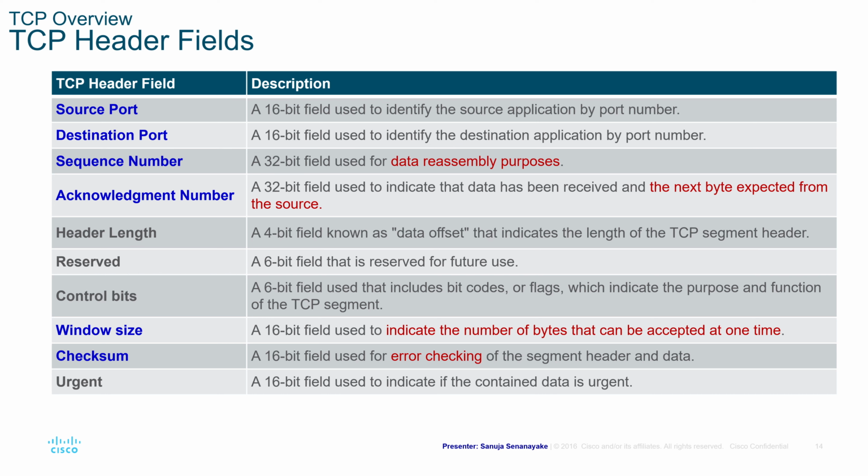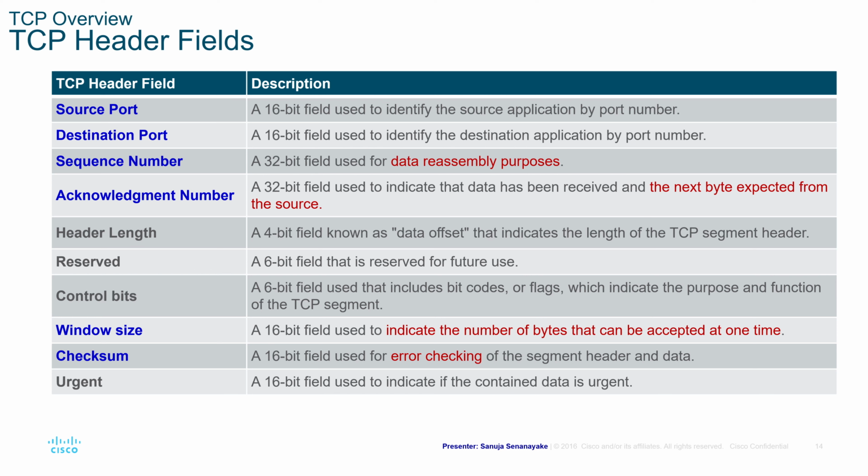So on the TCP header fields, one of the important ones is the source port, which is a 16-bit field used to identify the source application by port number. The next one is the destination port, which is a 16-bit field used to identify the destination application by port number. The sequence number is a 32-bit field used for data reassembly purposes. The acknowledgement number is a 32-bit field used to indicate the data that has been received and the next byte expected from the source.